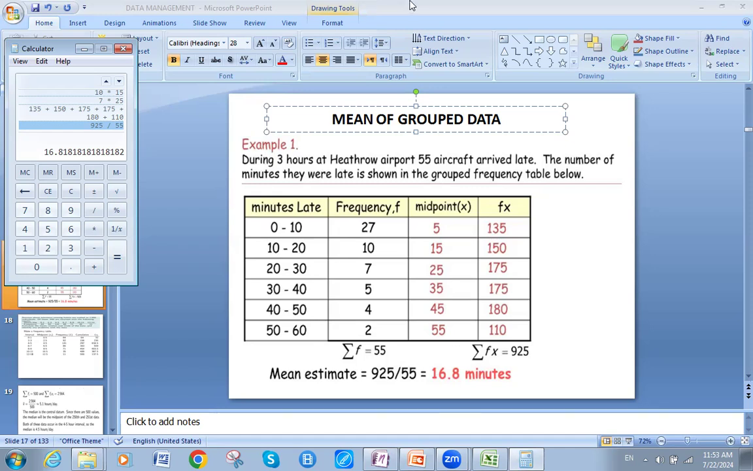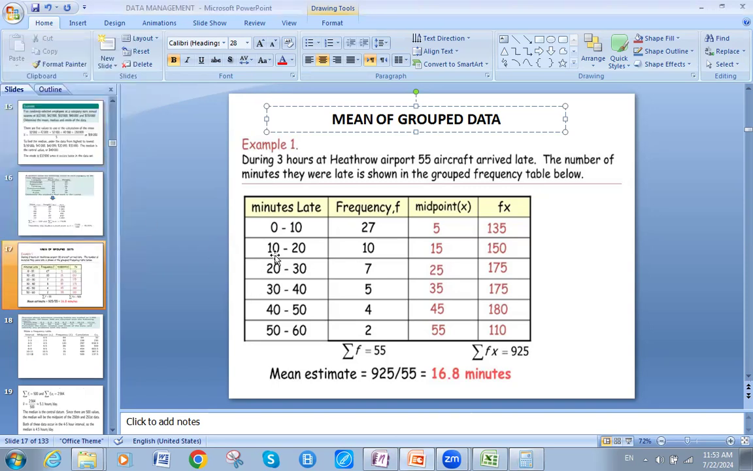The planes are late around the average, because the average means one number can make a summary for the whole distribution of the grouped data which you have. So I can say now that most of the planes are around 16.8 minutes late.